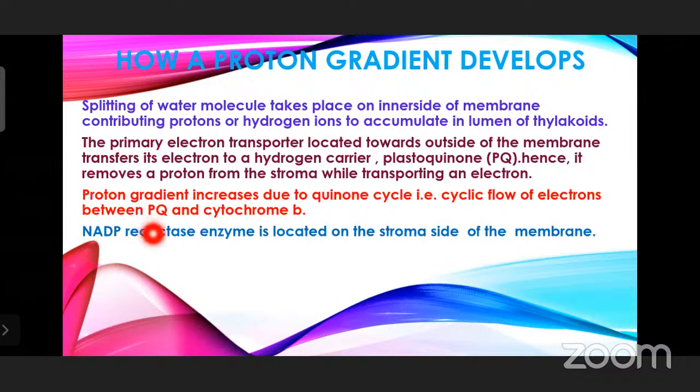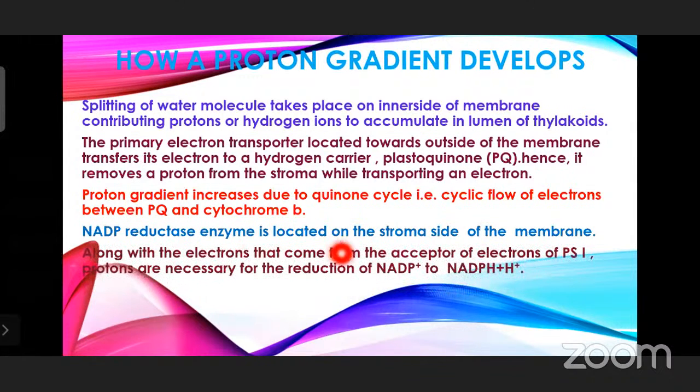Now, the NADP reductase enzyme is also important. It is located on the stroma side of the membrane. That means on the outer side of the thylakoid membrane, not inside the lumen. The NADP reductase enzyme is present there, and there the NADP is going to get reduced to NADPH2 by accepting electrons and protons. NADP will become reduced in the presence of the NADP reductase enzyme. This enzyme is also very important.